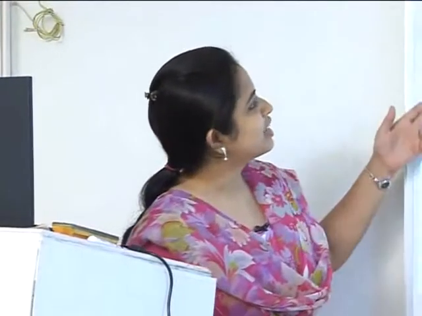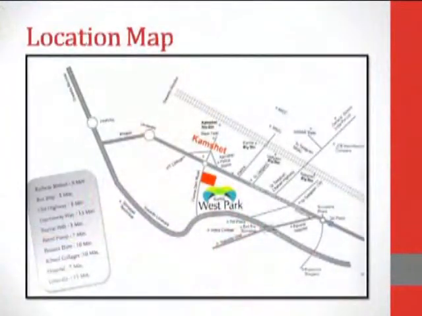So next is that location map. The location map is very necessary. It must be very specific so that people would be able to reach your place, reach the construction through your location map only. And it also requires the main distances that could be helpful, could be a part of marketing also, what are the things nearer to it.